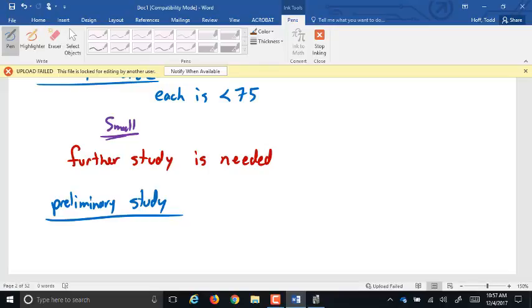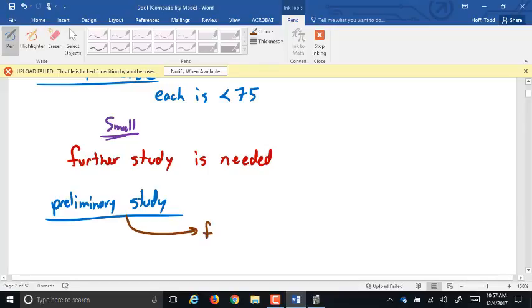This is what they call a preliminary study. And what that means is they were just trying to find enough evidence to decide if they wanted to study more.